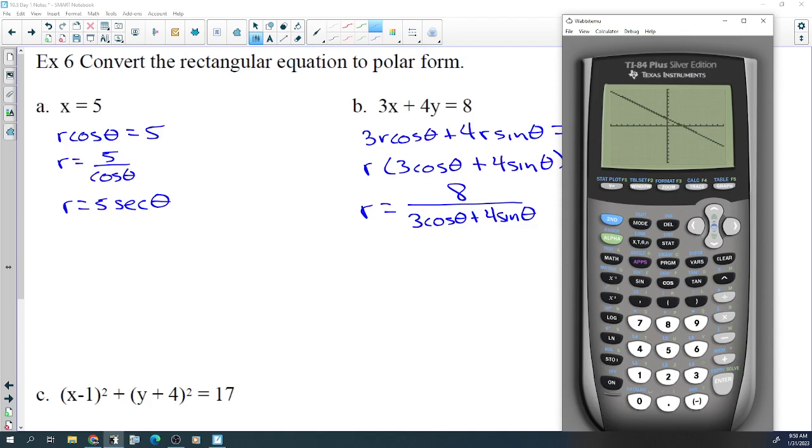Yeah. Polar? Polar. Yep. That's why we're getting those thetas. All right.